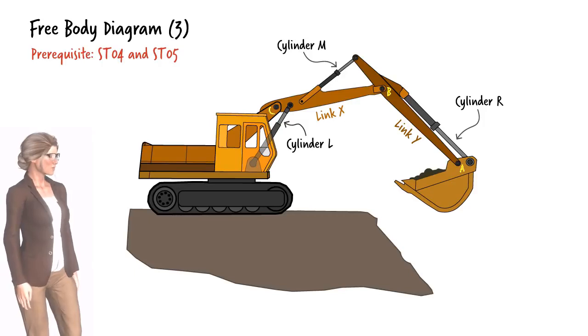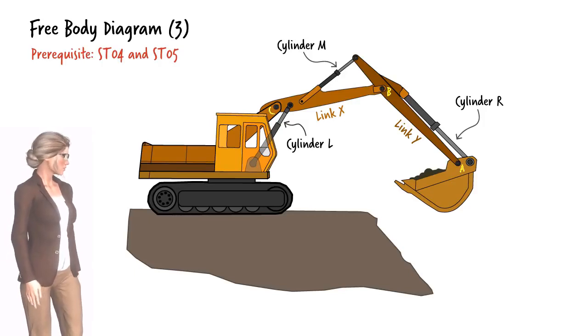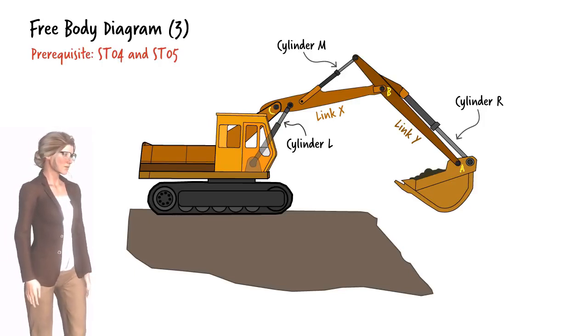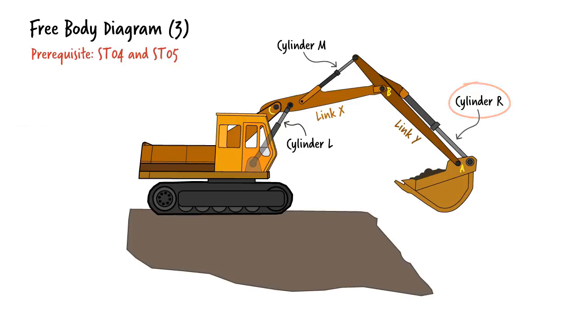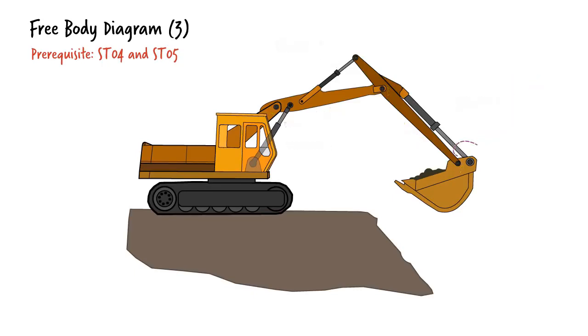To determine a force or a group of forces, we should start by drawing a relevant free body diagram. For example, to determine the force in cylinder R, the free body diagram must show the force in the cylinder. To expose the force, we need to cut the cylinder like this, and then continue cutting until we isolate a part of the system. In this process, any time that we cut through a part of the system, we need to show the internal forces at the cut point.